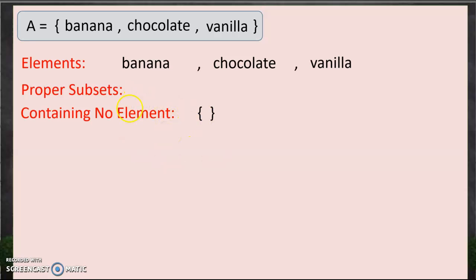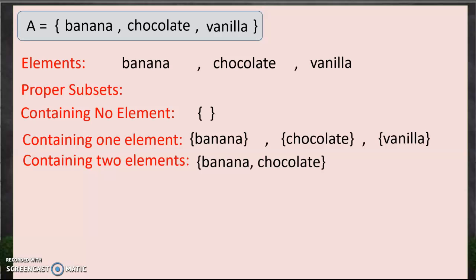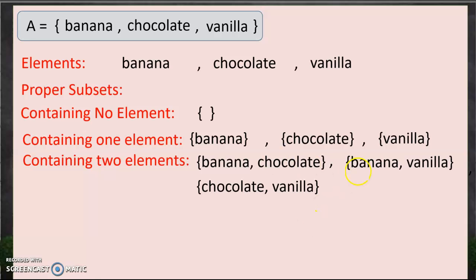So we'll start with 0 elements, or no element. Then containing one element, so a subset with braces: {banana}, {chocolate}, {vanilla}. Next is with 2 elements, 2 elements at a time: {banana, chocolate}, {banana, vanilla}, then last is {chocolate, vanilla}. It has 2 elements, so it is a proper subset because the given set has 3 elements.